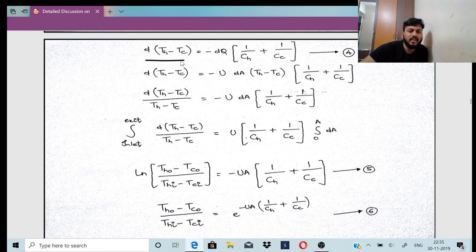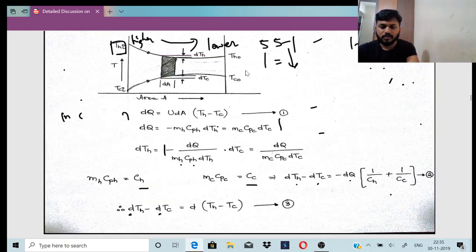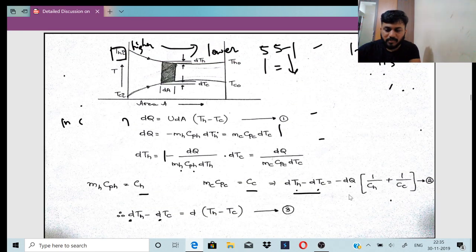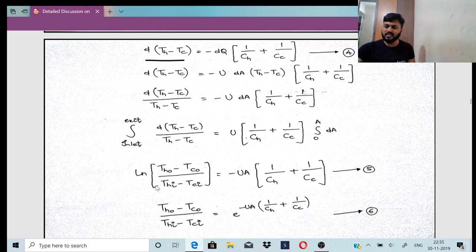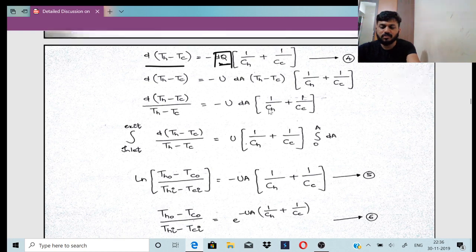Okay, dTh minus dTc equals d of (Th minus Tc). Okay, तो इधर क्या लिखा है? What is there here? Minus dq (1 by Ch plus 1 by Cc) is equal to d(Th minus Tc). So let's substitute this. Substituting that, we'll get the fourth equation. We are just substituting Th and Tc's values. Okay, after that, what is dq? What is dq? Go back.